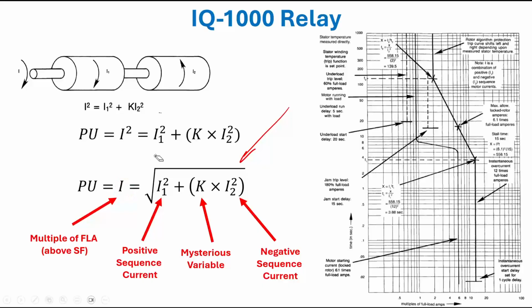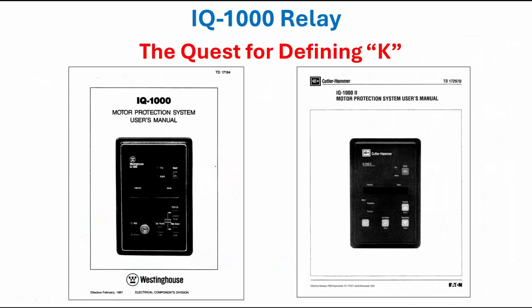But they're using some kind of a square calculation. So in order to get rid of that square, we put the square root over here. That cleans up the equation. I can define all of this by what I inject into the relay. What I can't do is define what this K value is. So we need to find out what K is, and that began the quest for K.